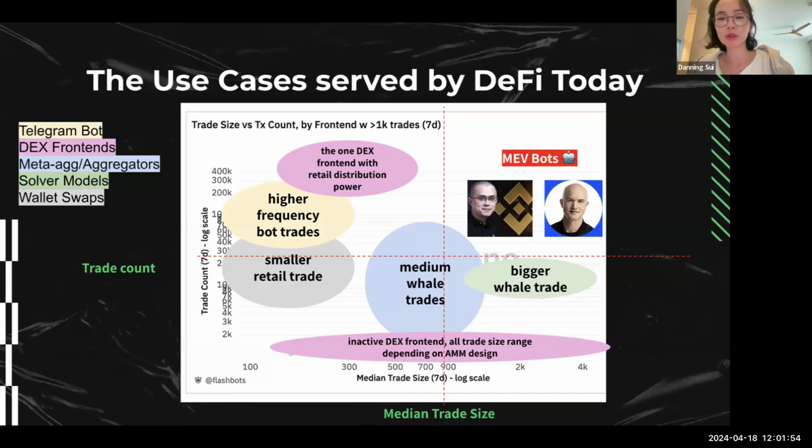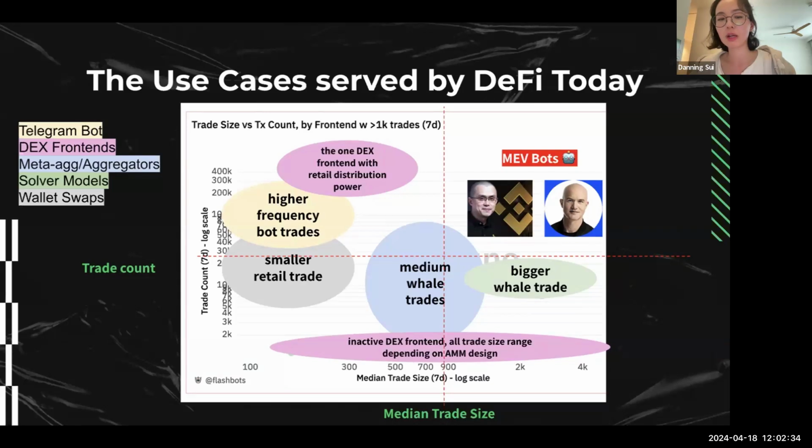My conclusion is this, so I color coded them. The Telegram bots are yellow, and you see they're very high frequency. It's almost like bot behavior, but very small trades. And then the pink is the DEX front ends, which means Uniswap or Curve or Balancer, SushiSwap. I cannot really cluster them into one bubble because Uniswap is such an outlier. They are the first mover. They have the distribution power. They are the one on the top, which is the circle on the pink one. All the other DEX front ends spread out across different trade sizes.